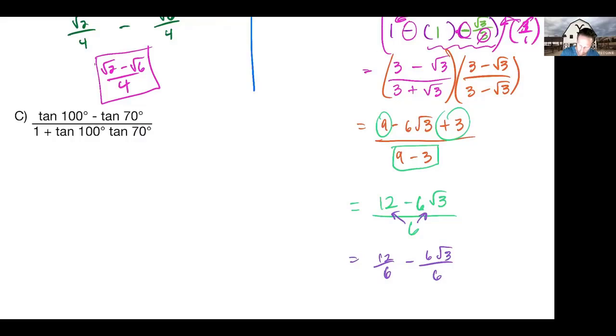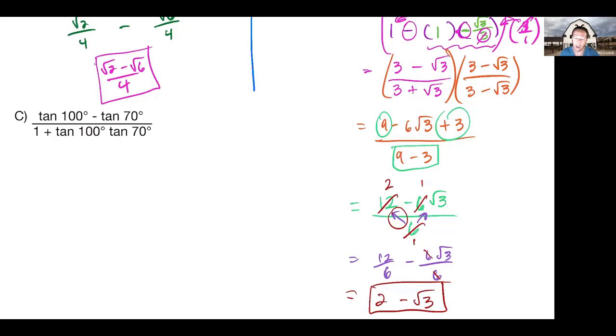or what a lot of people like to do is just cancel. Now, be careful and don't forget that you have to cancel into each if you're going to do that. So don't just cross out the 6's. You'd also have to divide it into the 12. And so that would leave us with a 2 minus 1 root 3.